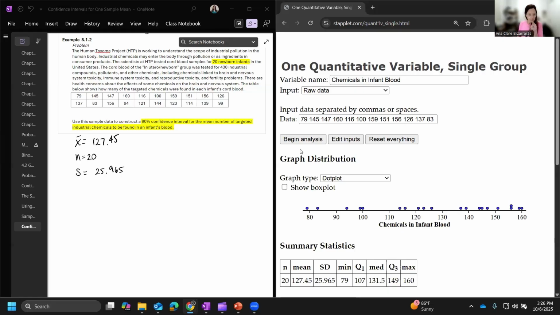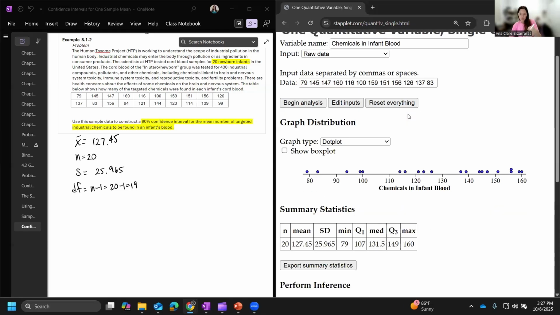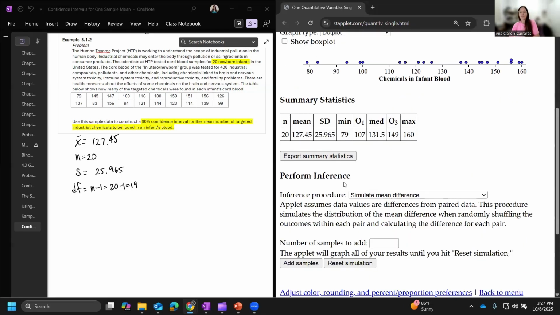Now, if the sample size is 20, what's our degrees of freedom? Well, degrees of freedom are n minus 1, and 20 minus 1 is 19. That's going to help us later. I scroll down, and I get to see, oh, perform inference. Well, what kind of inference are we performing?